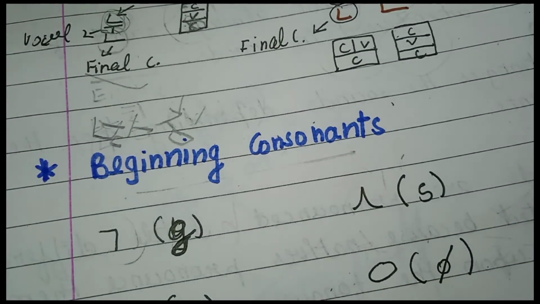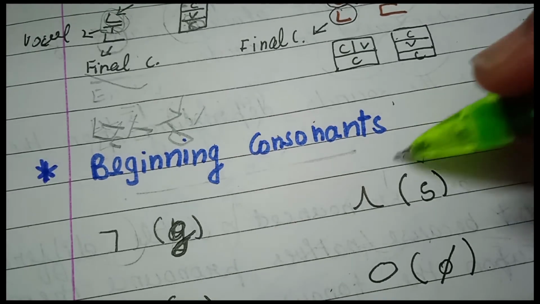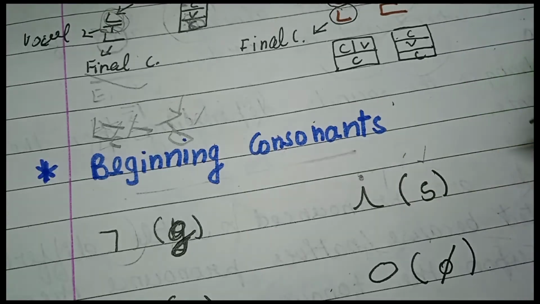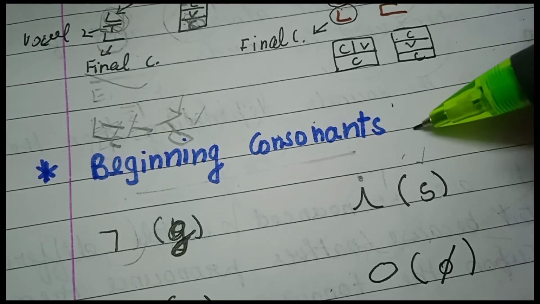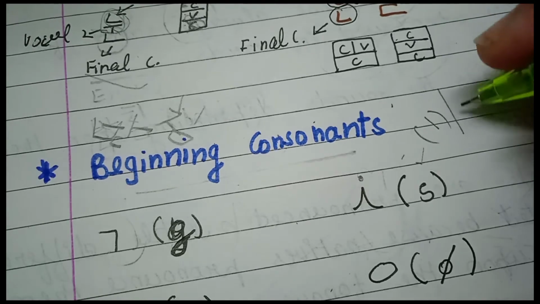"Re" and "ul" are two different syllables, but a word can contain one, two, three, or many syllables. It's not like one syllable, one word; that's not compulsory.